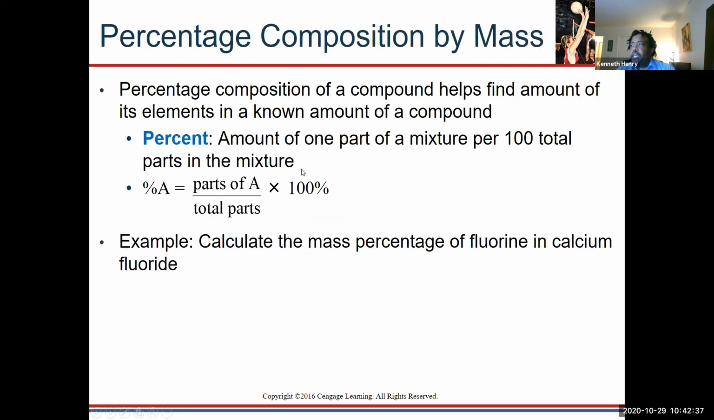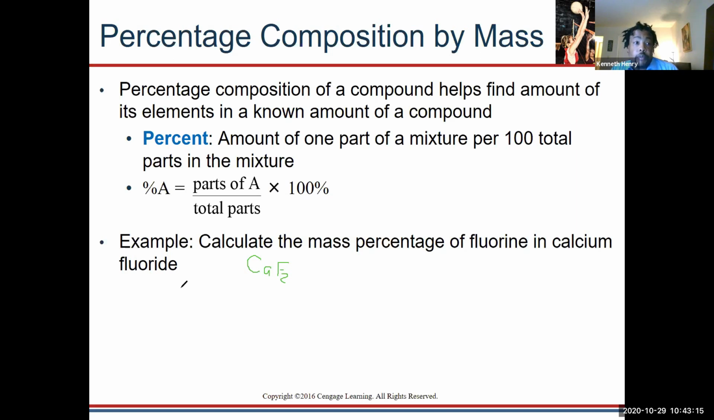Okay, so let's talk about percent composition. Percent composition is just by mass. It's the mass of the part over the mass of the whole. In this case, we're calculating the mass percent of fluorine in calcium fluoride. What does calcium fluoride look like again? We've been using it all day. Chemical formula? CaF2.